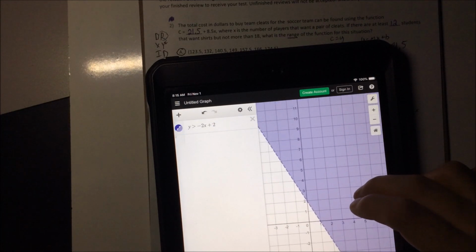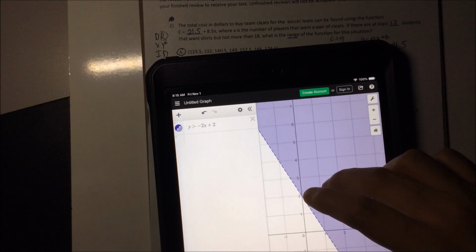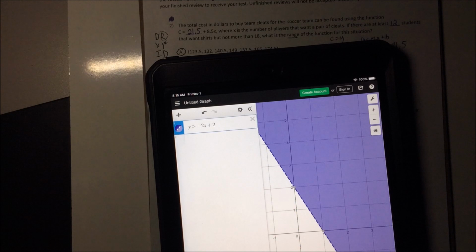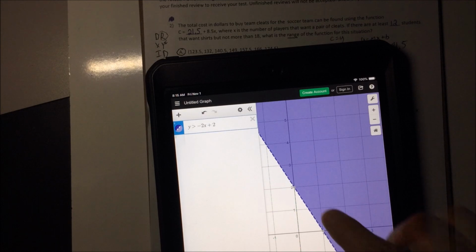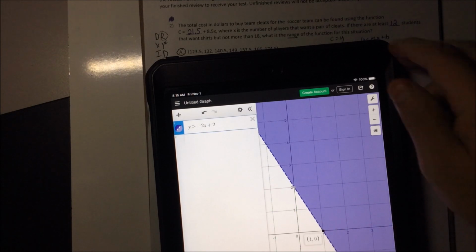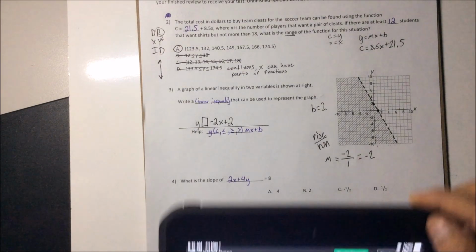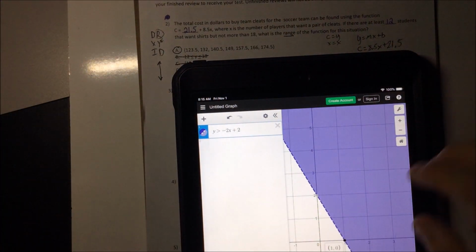And now we can see our proper line right here. Do you see how it starts? It intercepts the y-axis at 2, and it intercepts the x-axis at 1, just like the other one did. So that looks good. That means that we have the exact same line.